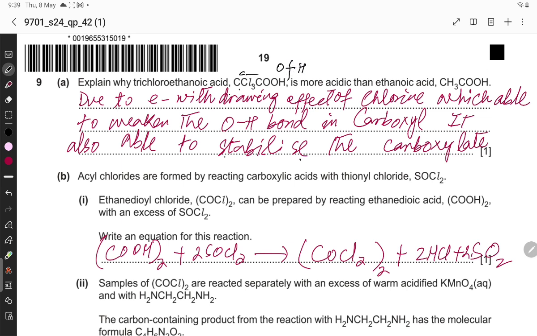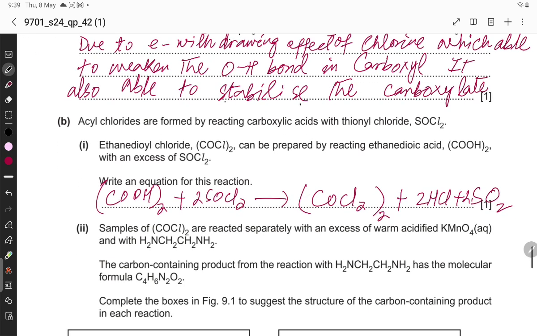CH3 is an alkyl group, which is electron donating, and the positive effect of the carbon atom becomes minimized due to the positive inductive effect, which makes the OH bond stronger and difficult to ionize. So that's why trichloroethanoic acid is more acidic and ethanoic acid is less acidic.